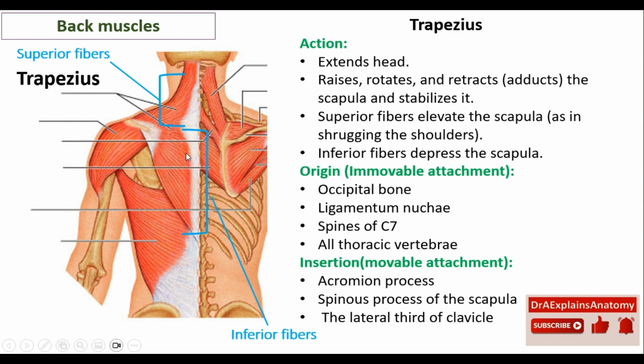The origin of the trapezius muscle is the occipital bone, which is this bone right here, the ligamentum nuchae, the spines of the 7 cervical vertebrae and all the thoracic vertebrae. It is inserted in the acromion process of the scapula and the spinous process of the scapula and the lateral third of the clavicle. That is the clavicle. The lateral third is this part right here where the trapezius is inserted. And this is the spinous process of the scapula.